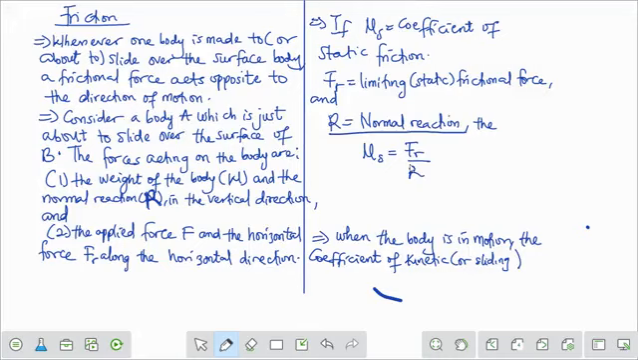What else are we doing? Now we have two types of friction. We have the static or stationary friction, and we have kinetic friction, or sliding friction. So now, when the body is in motion, the coefficient of kinetic or sliding friction.